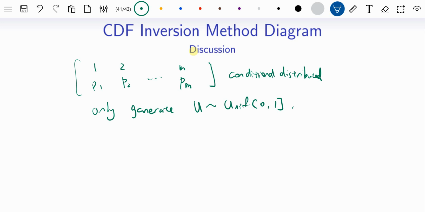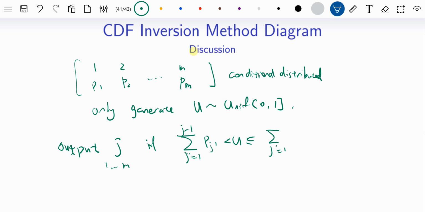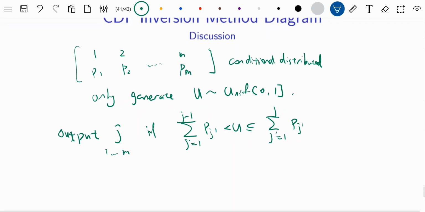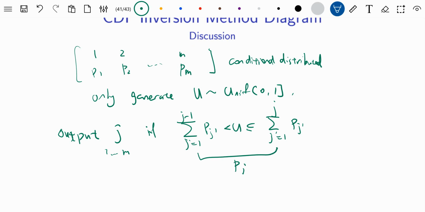It turns out we can do it this way. We output J, something from 1 to M, if U is between two numbers. This one is the sum of all the probabilities before J, up to J minus 1, and this is the sum of all the probabilities up to J. Intuitively, this formula looks right because the difference between these two is just Pj. So this thing happens with probability Pj, which is right.